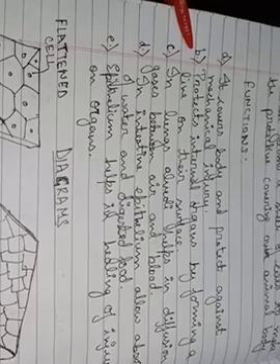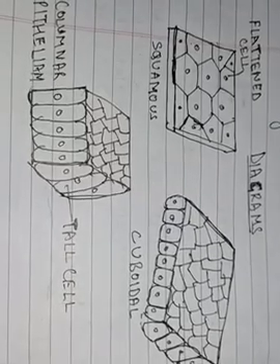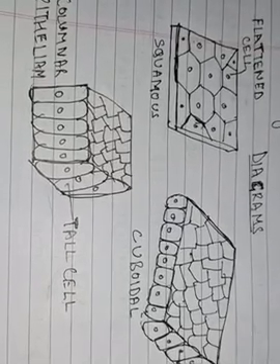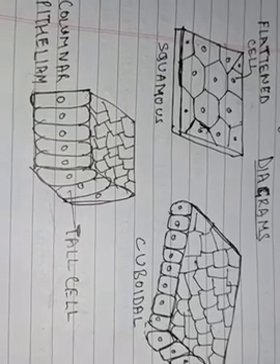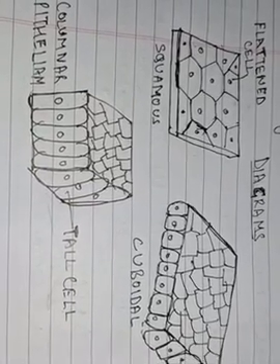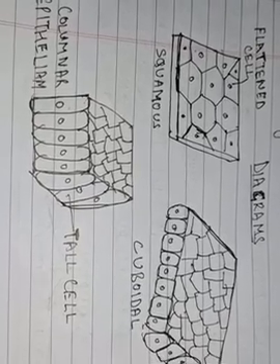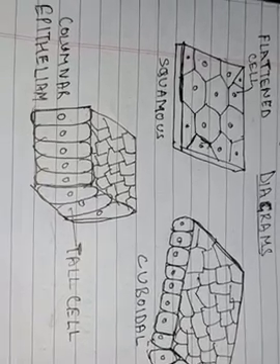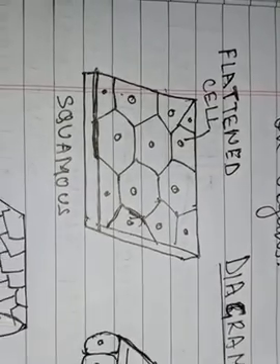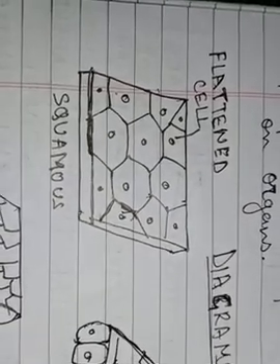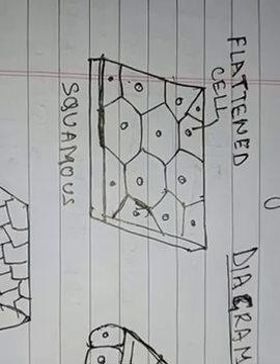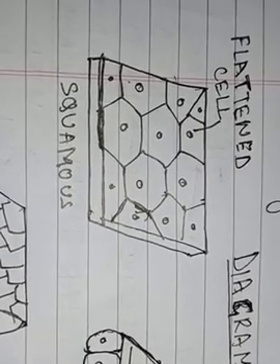Now I am going to show you the diagrams with the types of epithelial tissue. Epithelial tissue is divided into three parts. First one is the squamous epithelium, second one is the columnar epithelium, third one is the cuboidal epithelium. Now this is the diagram of squamous epithelium. In squamous epithelium, cells are flattened. It means cells are arranged in a sheet.